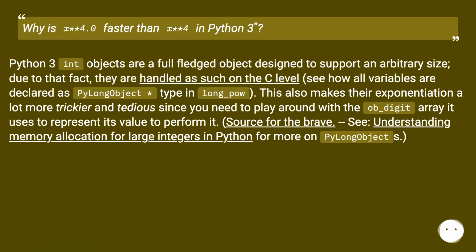Why is x**4.0 faster than x**4 in Python 3*? Python 3 int objects are full-fledged objects designed to support an arbitrary size. Due to that fact, they are handled as such on the C level. See how all variables are declared as PyLongObject* type in long_pow. This also makes their exponentiation a lot trickier and more tedious, since you need to play around with the ob_digit array it uses to represent its value to perform it. Source for the brave. See Understanding Memory Allocation for Large Integers in Python for more on PyLongObjects.